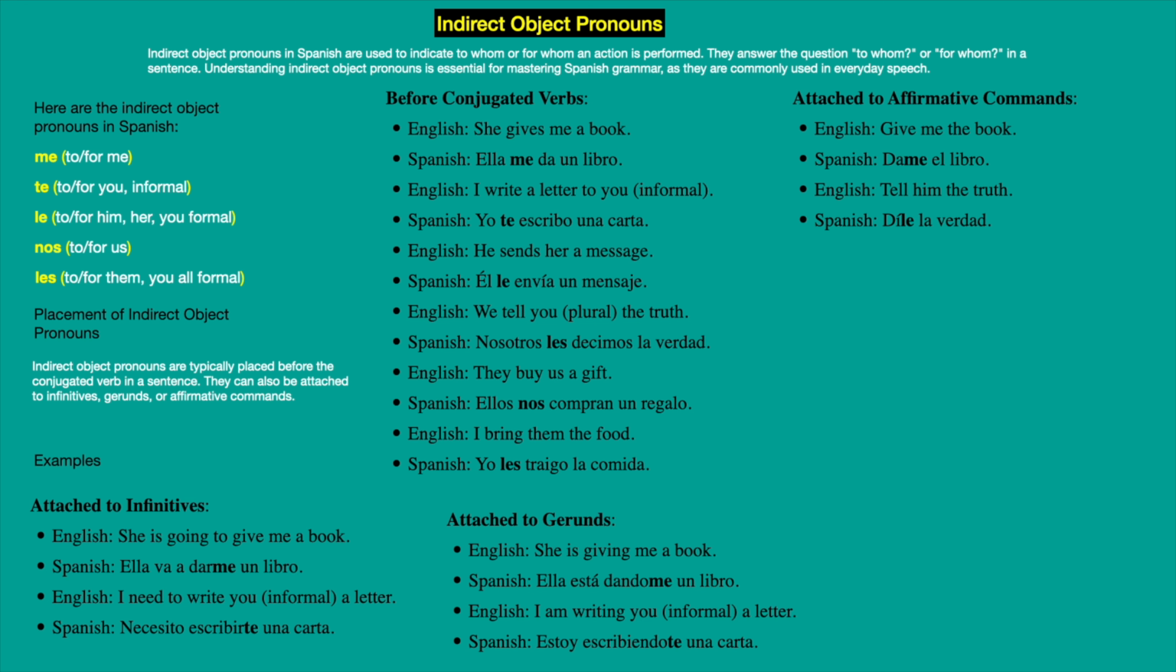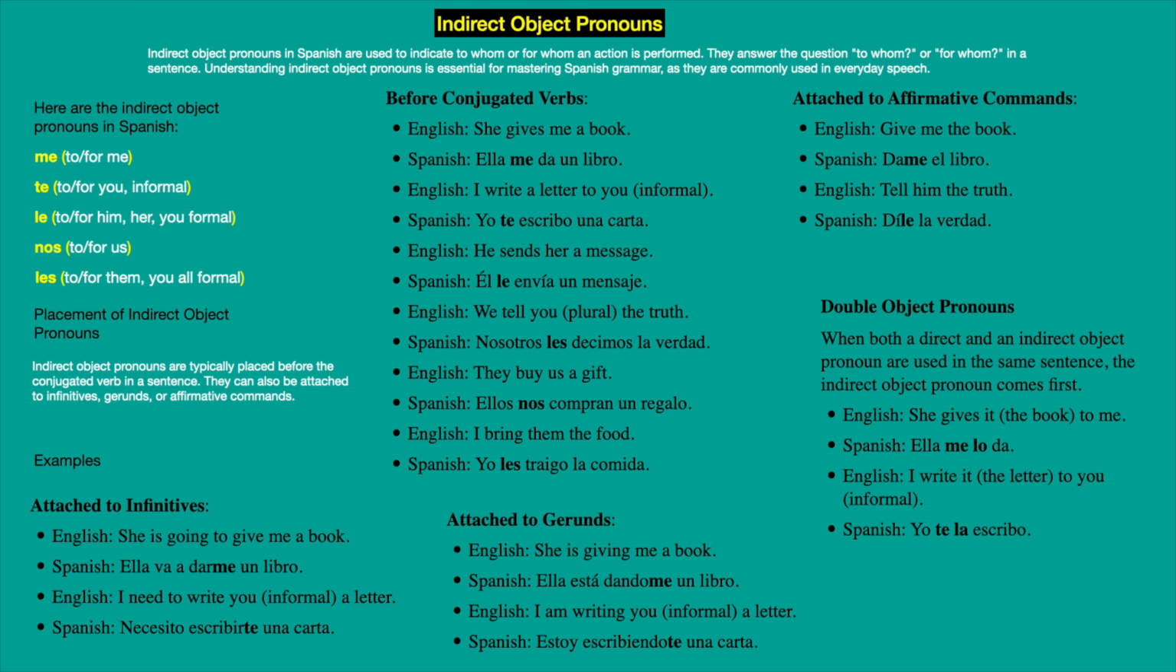Tell him the truth. Dile la verdad. So again, we are going to practice the affirmative or the imperative, but here is a little bit of an example when you say dile la verdad. So we are putting at the end of the verb the indirect object pronoun, and then the last part would be a double object pronoun.